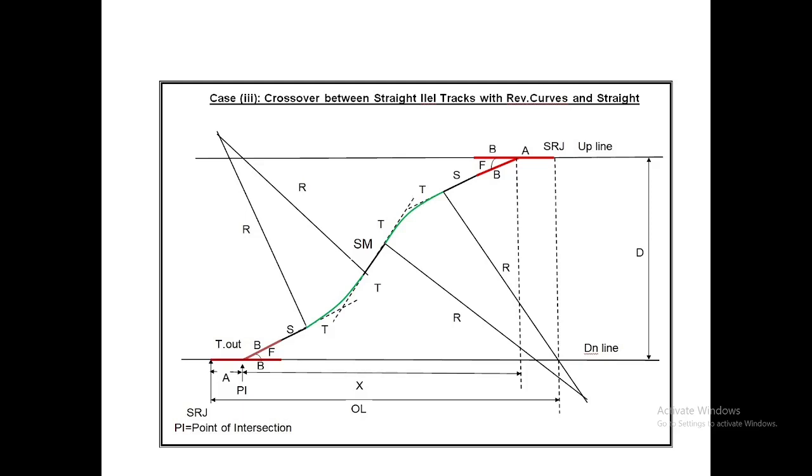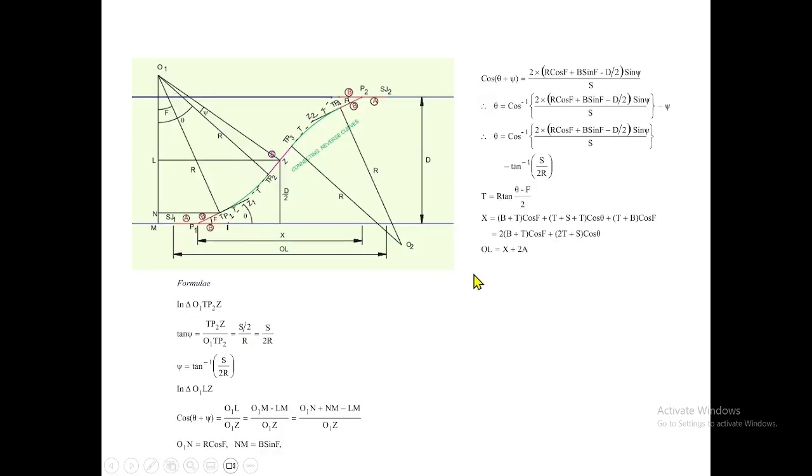Okay, now let's go to the next type. The next type is also a crossover with the reverse curve, but between the reverse curve we introduce a straight. In this case, how to proceed? Let's see. This is the detailed drawing of this connection. Here we have two turnouts with the same angle of crossing. Because of the large distance, we want to introduce a reverse curve with a straight in between.